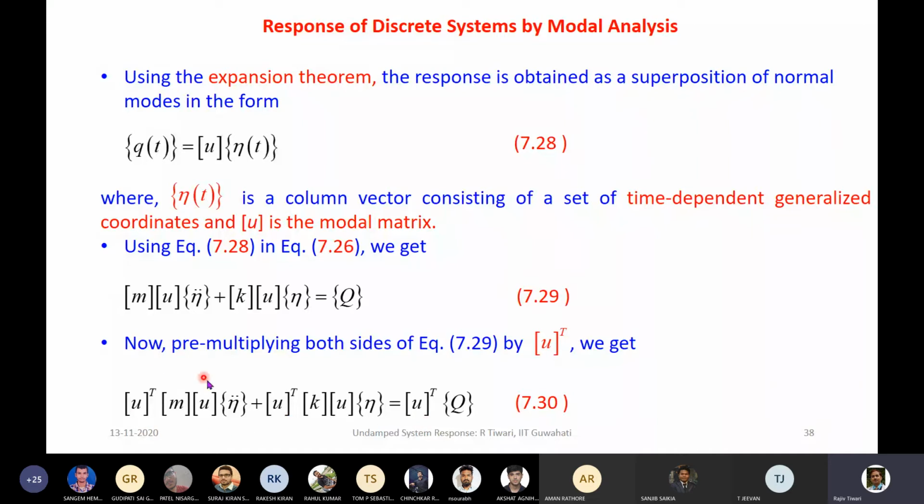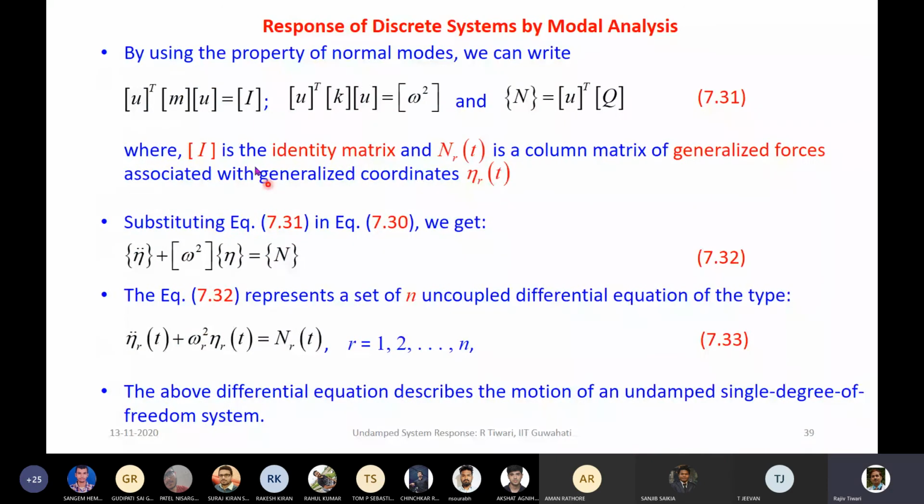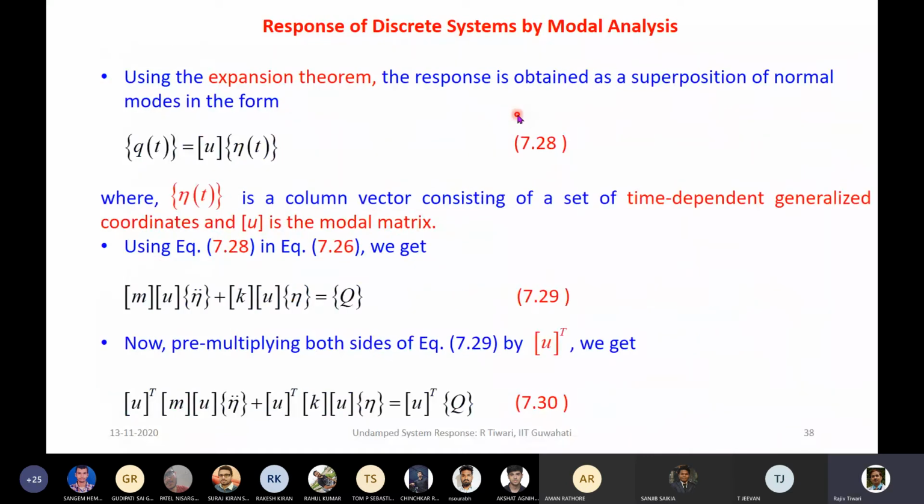Now we know that if we are normalizing the modal matrix with respect to the mass matrix, this becomes an identity matrix. This becomes the square of the natural frequency. So this is the identity matrix, this is the square of the natural frequency, only diagonal terms are there. And N is the force. N is called the generalized force here. You can see N is represented by this. So this is the generalized force.